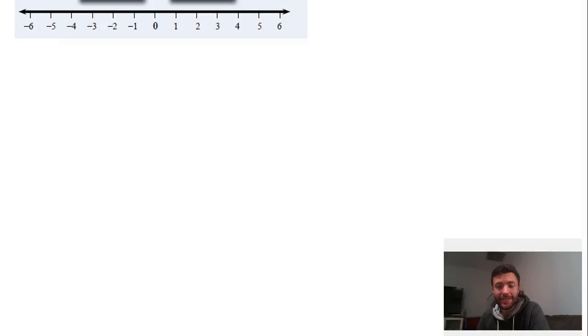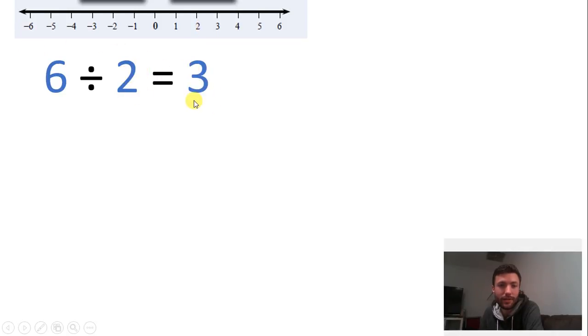Today we're going to look at dividing integers. The process is pretty similar to what we did before with multiplication, so we're going to get through this pretty quick. Let's say we start off with a positive 6, and we're dividing by a positive 2. We're working out how many times 2 goes into 6. In this case, it's going to be 3 times.